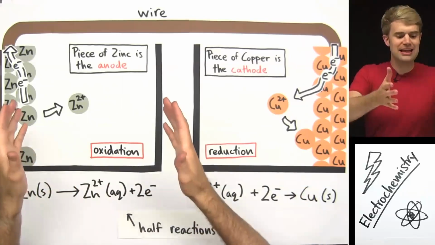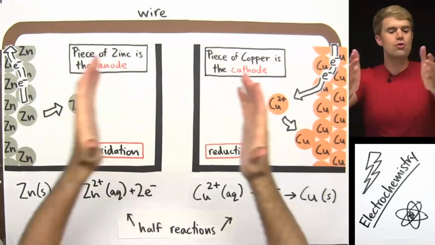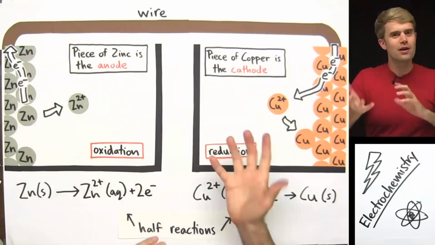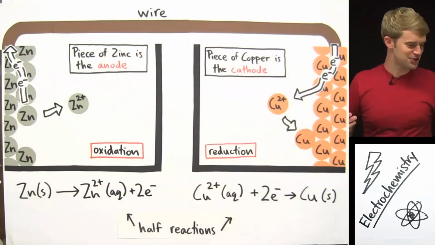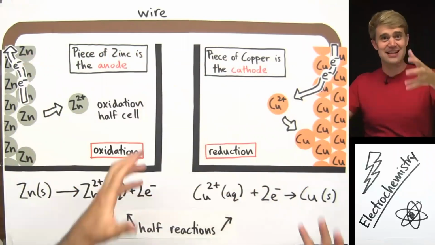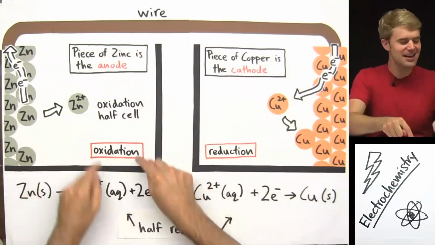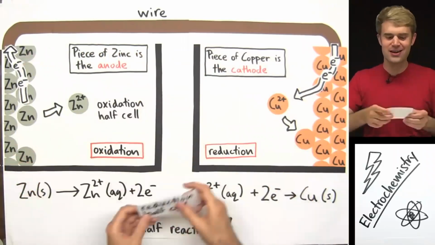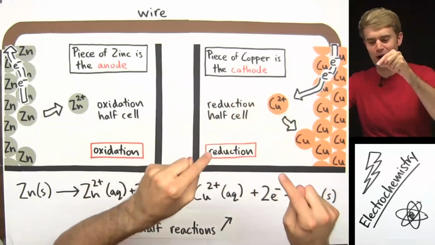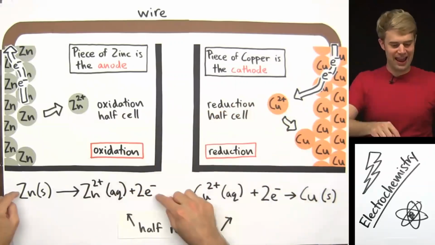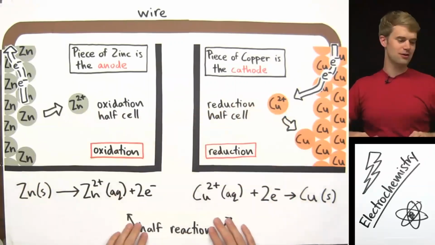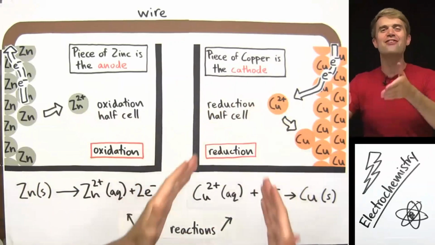And we can actually give names to these two parts of the voltaic cell as if each one of them is half of the big picture. We call this the oxidation half cell. It's half of the voltaic cell where the oxidation is taking place. And we call this the reduction half cell. It's half of the voltaic cell where reduction is taking place. And it is these half reactions that show what's going on in each one of the half cells.